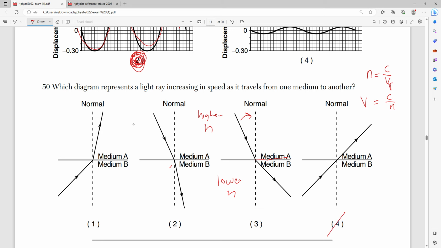So automatically I can eliminate number 4, because this isn't changing as we go from medium A to B. Both mediums have the same index of refraction because this light isn't changing at all. If I look at choice number 1 and follow my rule, higher n tends to hug the normal. Here I'm going normally, and here I'm hugging the normal, which means it's going from a lower n to a higher n, which is the opposite. I want to go from a higher to a lower n. And obviously choice number 3 is the one that says that. Choice number 2 falls under the same issue. Choice number 3 is the right answer.